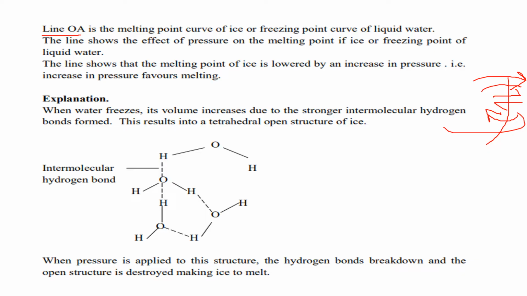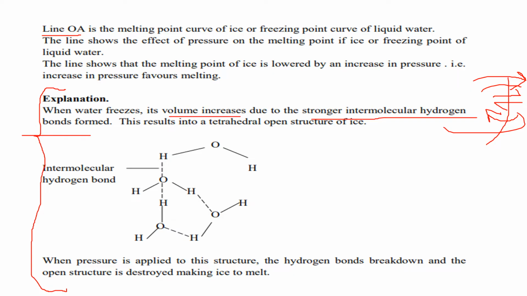Now where A level begins, the science begins from here, because this is a full question that we can award 6 marks. We ask you to explain why water expands on freezing but contracts on warming. So why is that the case? We are saying that when water freezes, its volume increases. Why? This is due to formation of stronger intermolecular hydrogen bonds.